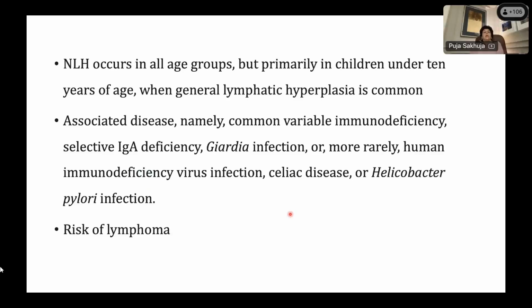There are other immune deficiencies which you had mentioned when you were describing it, like IgA deficiency and common variable immune deficiency. Giardia can be seen with this as well as any other immunodeficiency disorder. You can get Helicobacter pylori infection in the gastric mucosa, which can be associated with CVID also. And lastly, there is a risk of lymphoma in these patients. So these patients have to be kept on a close follow-up.